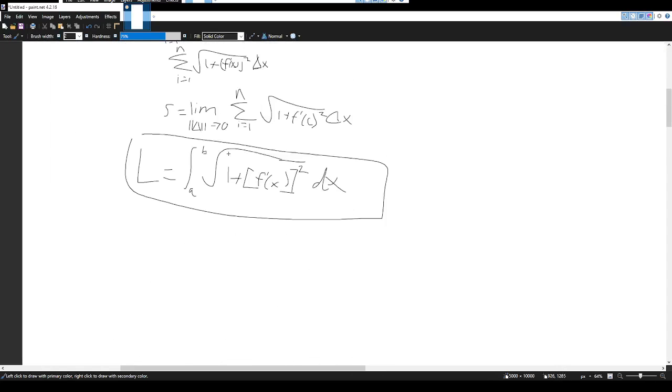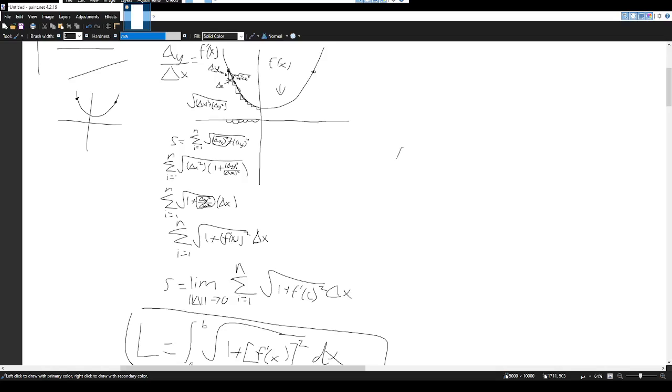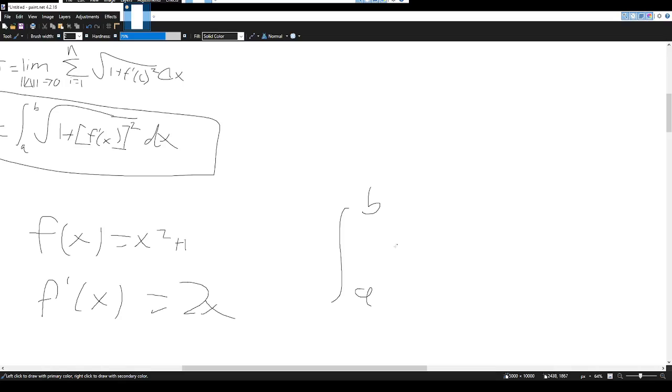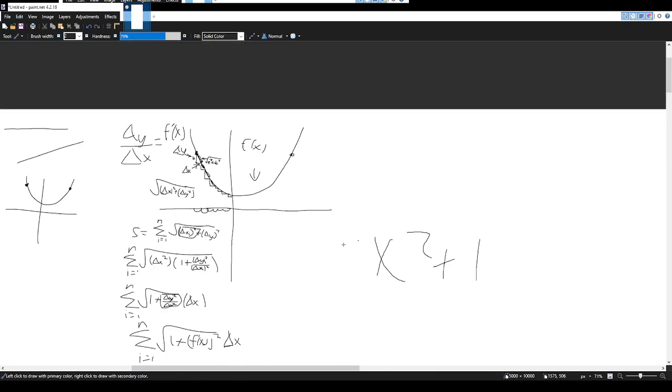Well, let's say f of x is x squared plus 1. Then f prime of x is 2x, and you would just do from wherever to wherever of the square root of 1 plus 2x squared, so that would be 4x squared, dx. And then throw that into a calculator or whatever you want to do. So that'll do it for this video.